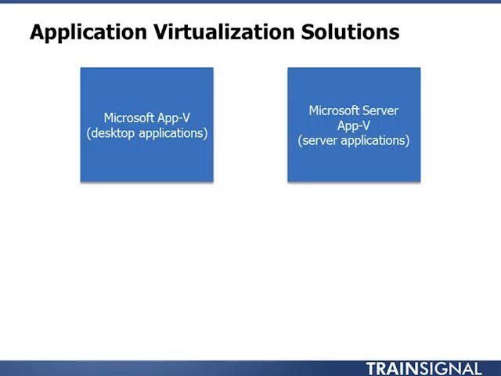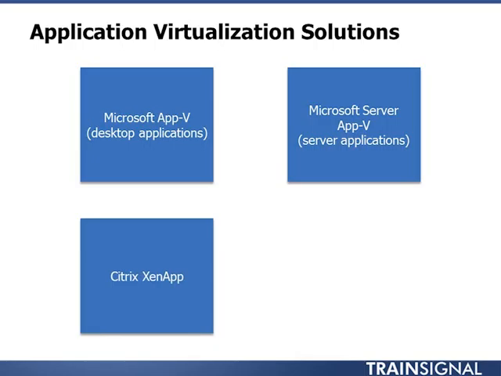Microsoft Server AppV is relatively a newbie on the scene that is dedicated for server applications. And you're going to find very quickly as we move on with these slides that Microsoft regular AppV and Microsoft Server AppV, there are some differences. So you can't use the same applications from Server AppV on regular AppV and vice versa. Now, another leader in application virtualization is Citrix XenApp. Citrix XenApp has actually two types of application virtualizations.